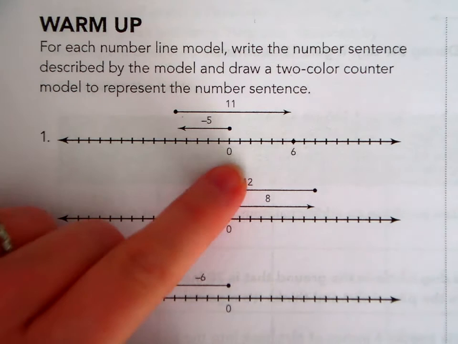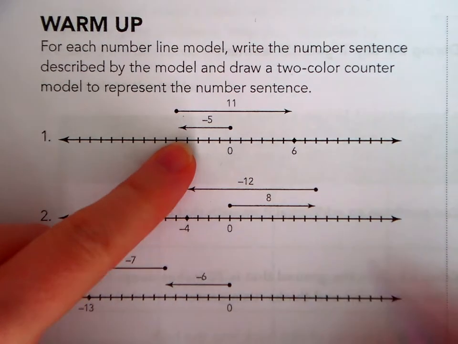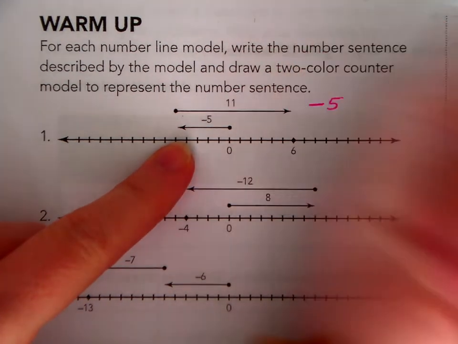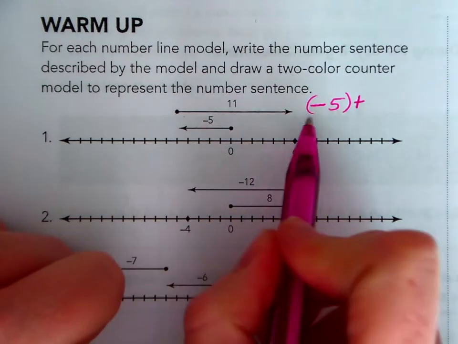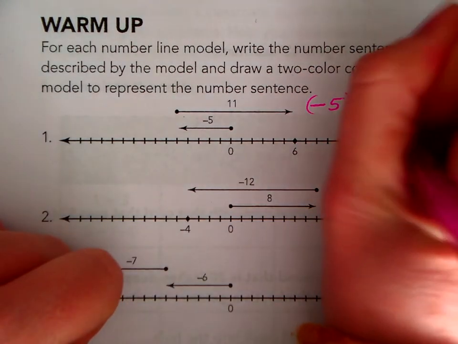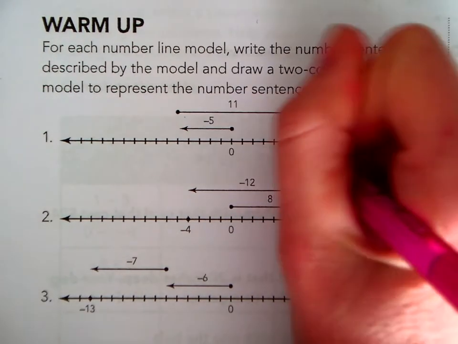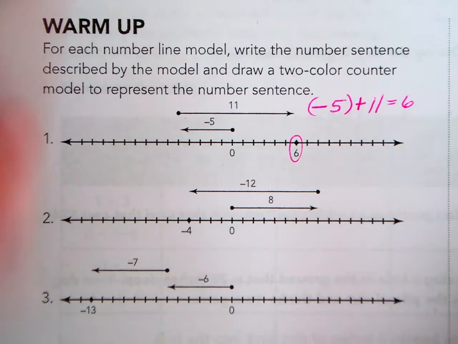So in this one, we're starting at 0 and we go to the left 5. So that is negative 5. And I'm adding, so I'm going to the right 11. So I'm going to go to the right 11 spaces. That lands me at the sum of 6.